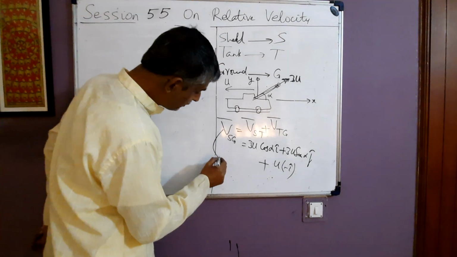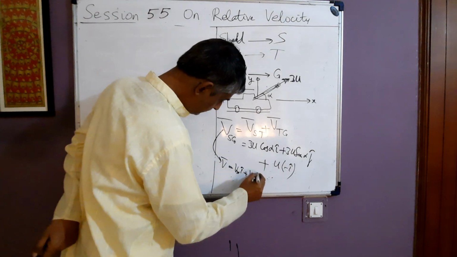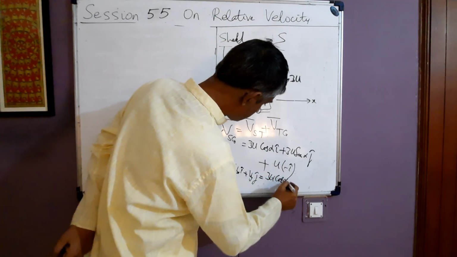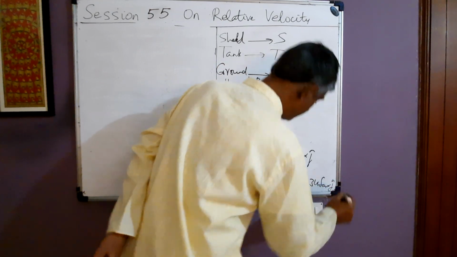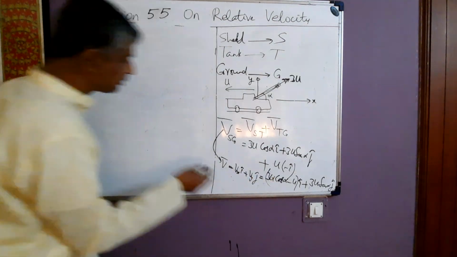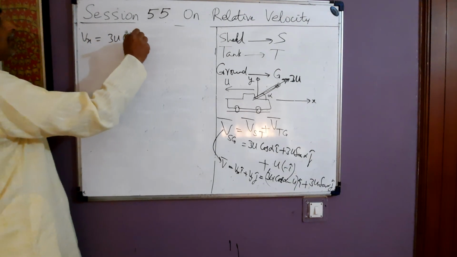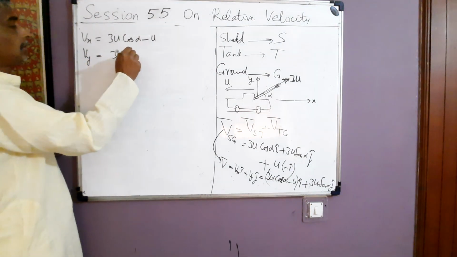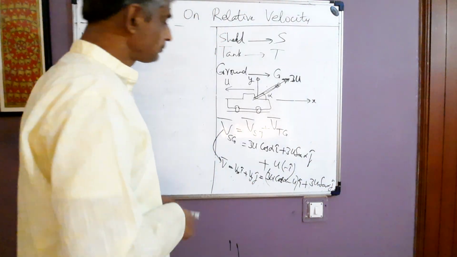So this VSG is denoted by V, say. So V will be written as Vx i hat plus Vy j hat. So this becomes (3u cos alpha minus u) i hat plus 3u sin alpha j hat. Now, the x component of velocity of shell with respect to ground is how much? Vx is equal to 3u cos alpha minus u, and the y component Vy is 3u sin alpha.